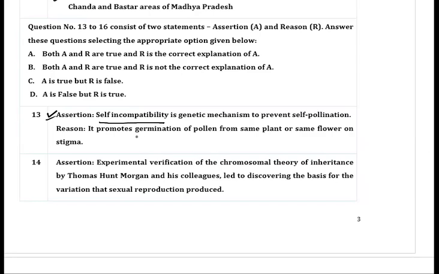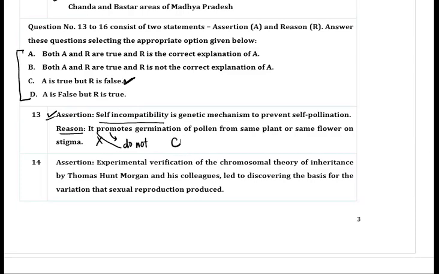So here the reason is given that it promotes germination of the pollen from the same plant, of the same flower, on the stigma, which is a wrong reason given over there. If I see the options available for the reason and assertion, these four options are available. So the assertion is correct, but the reason is incorrect. Why? Because it does not promote, rather it should be it does not promote germination. So the correct answer is the C, that assertion is true, but the reason is false.